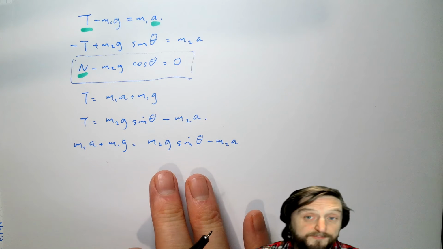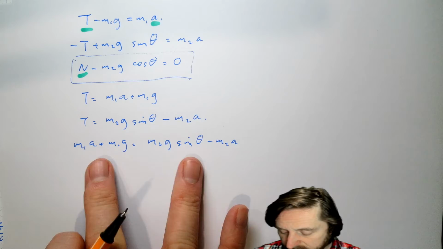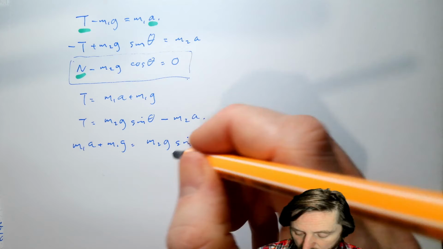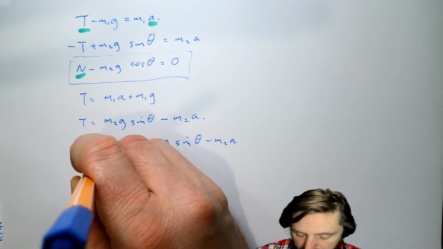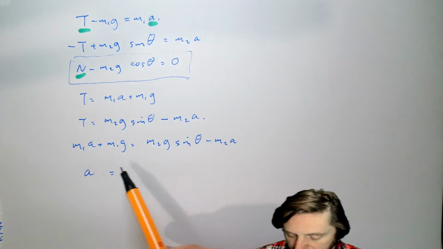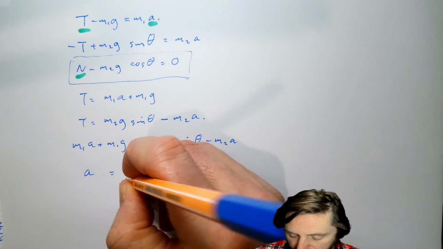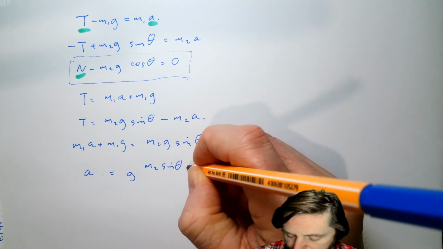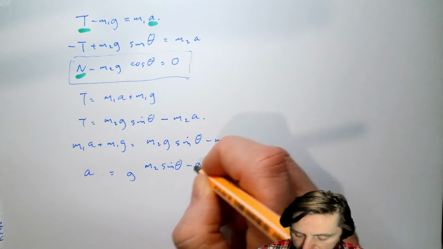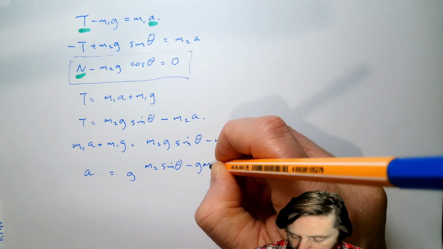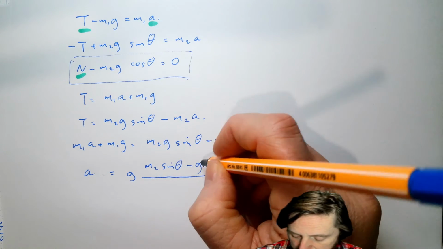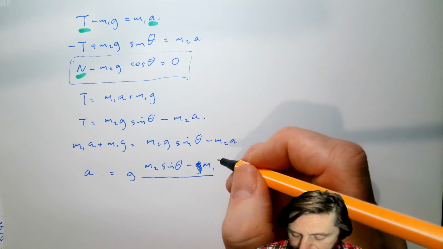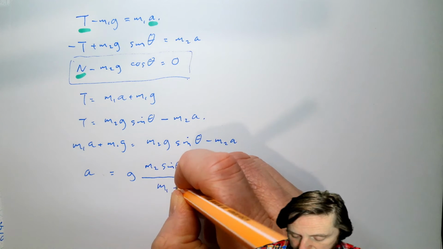And then we could rearrange these, get a on its own. So again, we're going to have something very similar to what we had last time. We're going to have on the right hand side a, and on the left hand side we're going to have g, and this time it's going to be m2 sine theta minus m1 g, divided by m1 plus m2.